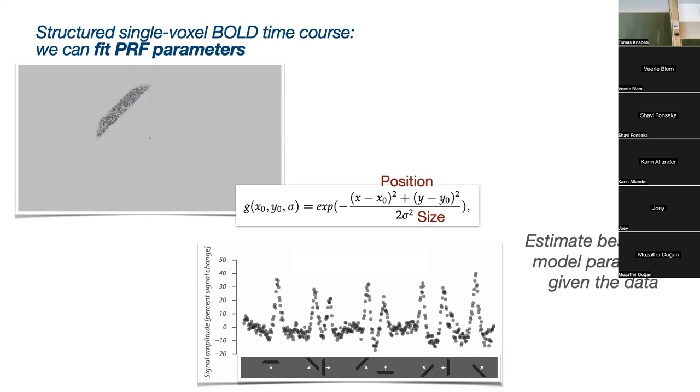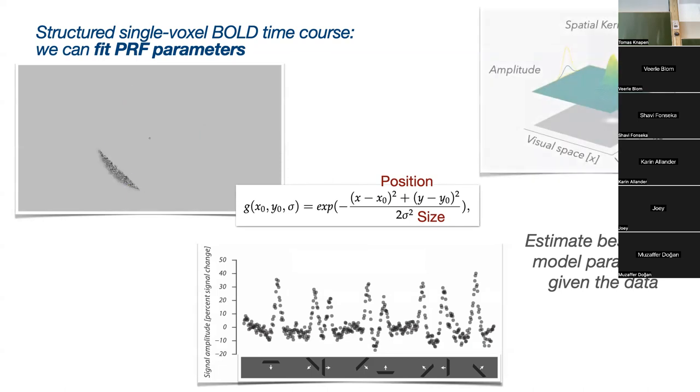Right? And now, what do we get when we use a model like this? So this is a very simple two-dimensional Gaussian model. The model in space looks like this. It's very similar to those receptive fields that I showed you in LGN and V1, right? It's just the location in visual space. And we have parameters, namely this x0 and y0. They can shift this model's receptive field around. We also have a size parameter that allows us to change the size of that receptive field. And so what we can start to do now is estimate these parameters based on the data that we're recording from the single voxel.